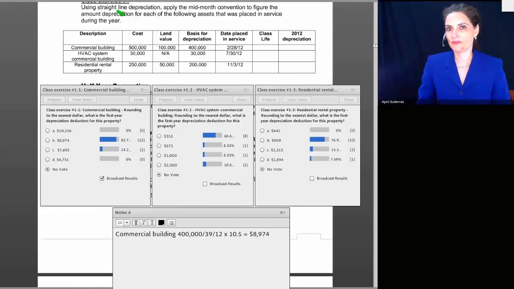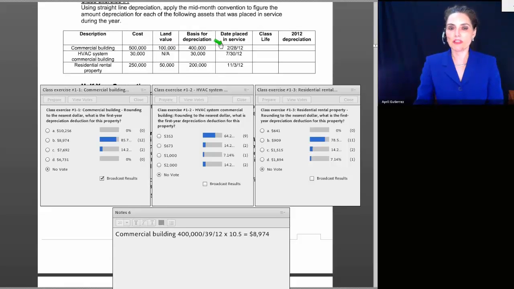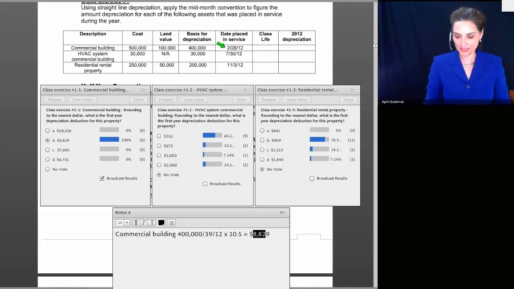So with regards to the first asset, the commercial building, $8,974, and the formula for getting that is you start by taking the cost of the asset, $500,000, and of course you have to subtract out the land value. So the depreciable basis for the building is $400,000. It was placed in service in the middle of February, so it's going to be 11.5. 400,000 divided by 39 years. Therefore, the answer is $8,974.